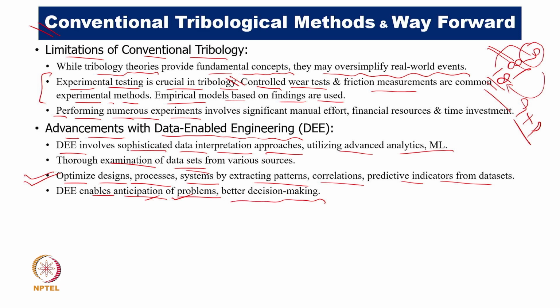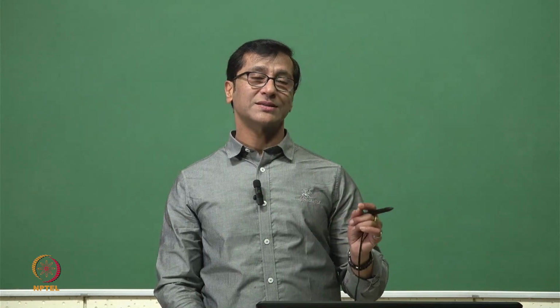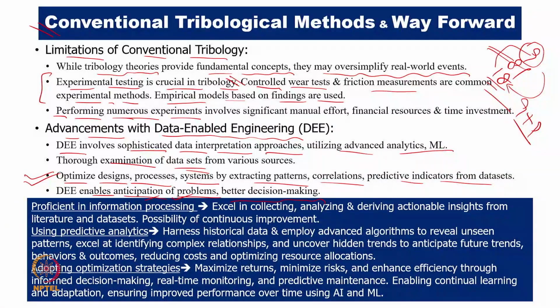So this is a continuous process, and as I mentioned earlier, machine learning itself is an ongoing process. It doesn't stop. Whatever improvement we have done, tomorrow's improvement should be on a higher side, or there should be a delta improvement on that too. If I try to summarize, we want proficiency in information processing, we want predictive analytics, and we want to go ahead with optimization strategies. With information systems, we generally collect, analyze, and derive actionable insight.